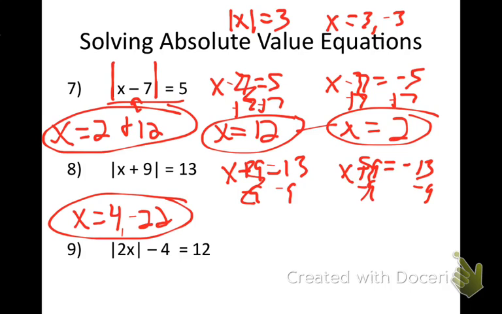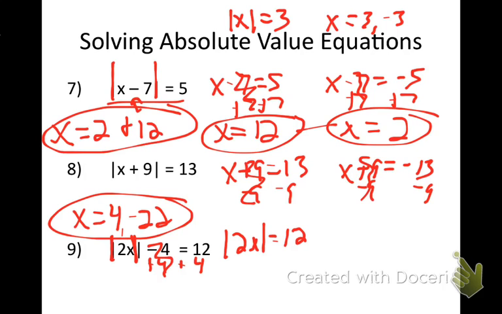Good work. Now the second one, number 9. Absolute value of 2x minus 4 equals 12. The key to these problems is you don't set up your two equations until the absolute value is alone. You need to get the absolute value alone first, then you set up those two equations, because it's only the absolute value that can equal the positive or the negative. So I add the 4 here first, giving me the absolute value of 2x equals 16.